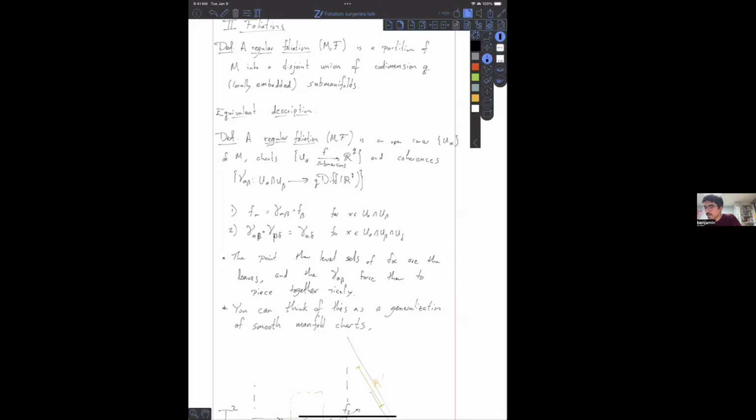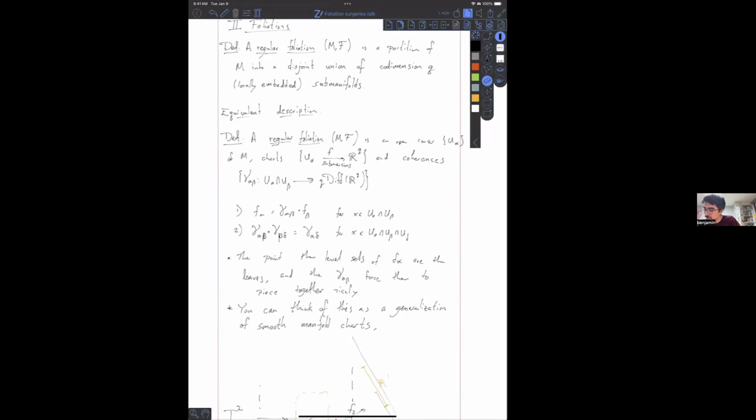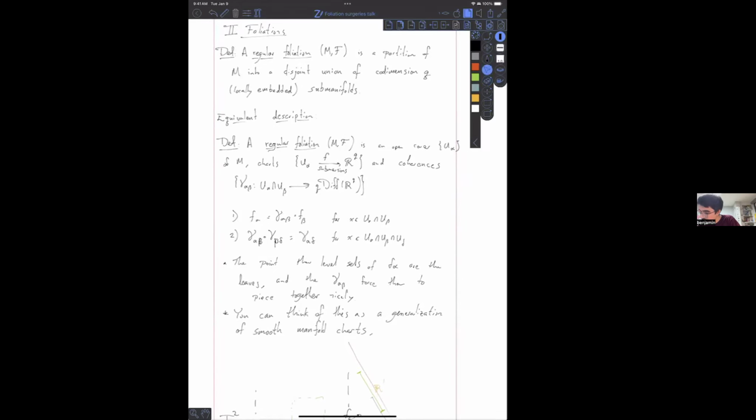And so you can think of this as a generalization of smooth manifold charts, right? So if you have a manifold of dimension Q and charts of dimension Q, then this would be a foliation of codimension Q. Sorry, the manifold charts you can think of as maps to R^Q. And the change of coordinates, which is part of your definition of being a manifold, are these coherences. And so that would be a foliation of codimension Q, somewhat confusingly, where the leaves are points. So this is what's called a point foliation.